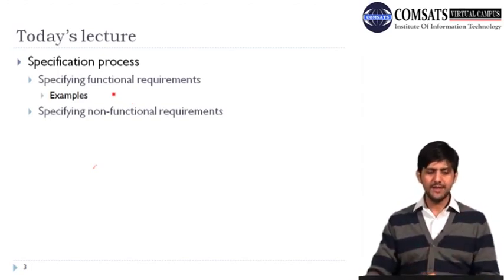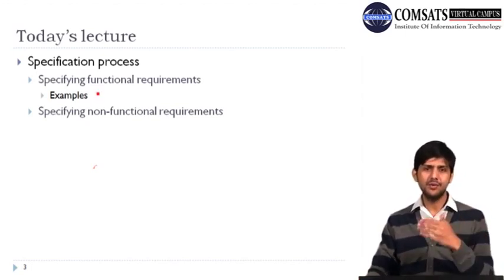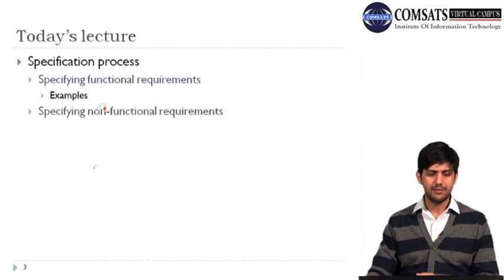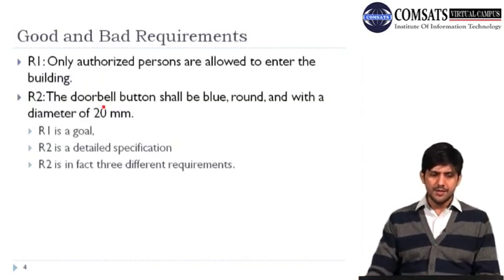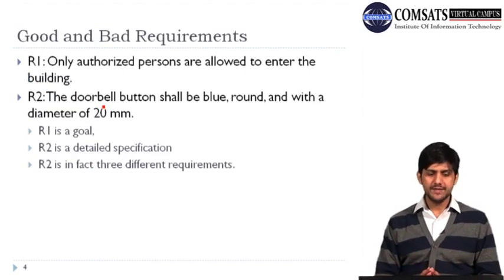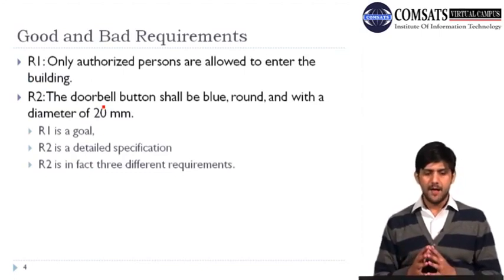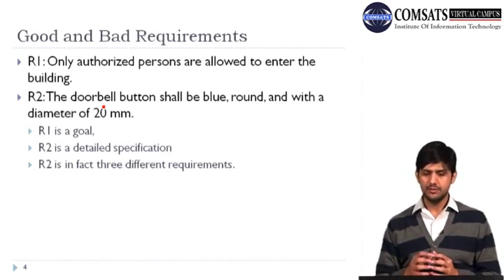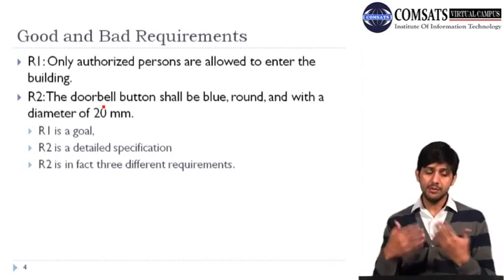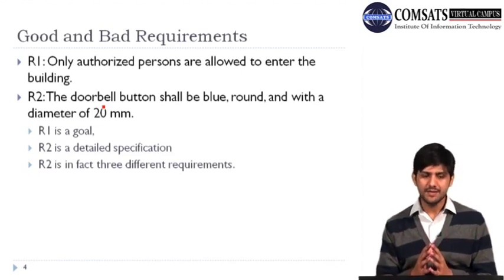But before we get to it, let's look at some examples and try to identify what are good and what are badly written functional requirements. For example, we have requirement 1, which says only authorized persons are allowed to enter the building. And requirement 2 says the doorbell button should be blue, round, and with a diameter of 20 mm. Now requirement number 1 is a goal, requirement number 2 is a detailed specification. In fact, requirement number 2 is actually 3 different requirements.